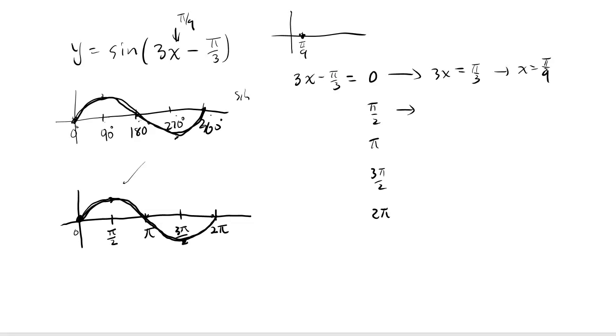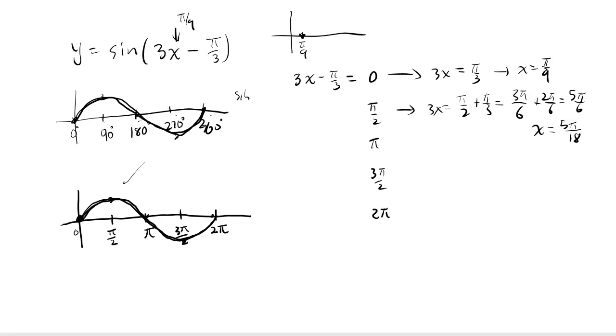If 3x minus pi over 3 is pi over 2, you can say 3x is equal to pi over 2 plus pi over 3. Which if you make common denominators, multiply 3 top and bottom, that's 3 pi over 6, multiply 2 top and bottom, that's 2 pi over 6, add them together, that's 5 pi over 6, right? And then finally, when you divide by 3, you get x equals 5 pi over 18.